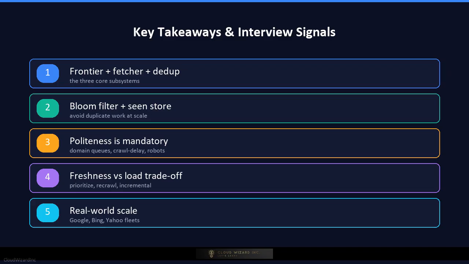Fourth, the hardest design challenge is balancing freshness and load, so be ready to talk about prioritization, incremental updates, and recrawl policies. Fifth, mention real-world scale. Google, Bing, and Yahoo run massive fleets of crawlers with custom DNS, caching, and indexing pipelines. If you can walk through this system with these 5 points, you will signal strong senior-level design thinking.